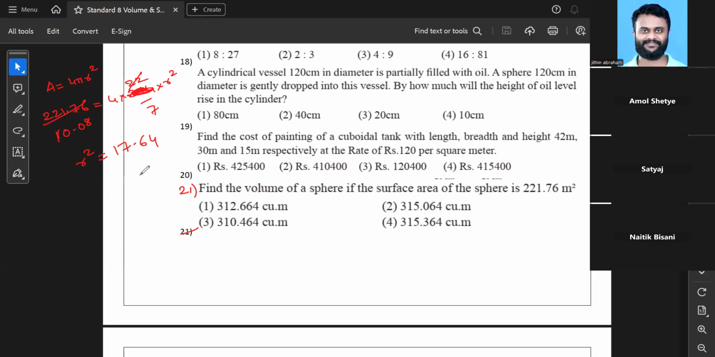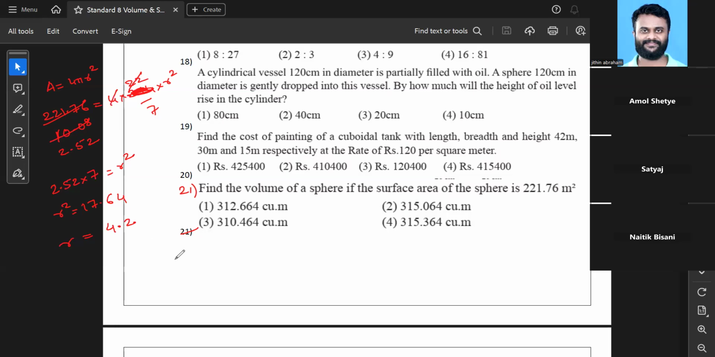Sure. Now what I'll do, I'll cancel this 4 with 10.08. I'll get 2.52. And I take the 7 to the other side, so 2.52 multiplied by 7 is equal to r square. When I multiply it by 7, I get 17.64. This is actually a perfect square of 42. That means r is equal to 4.2.